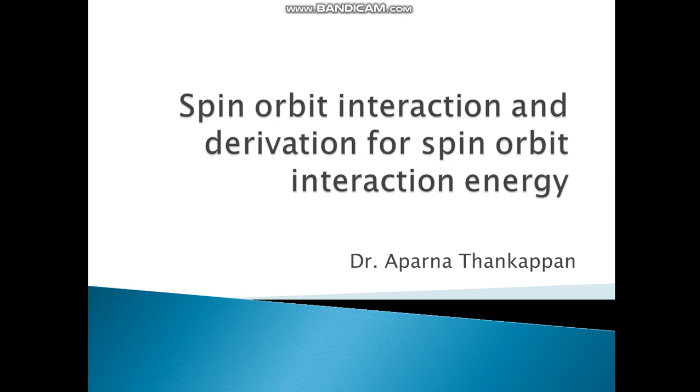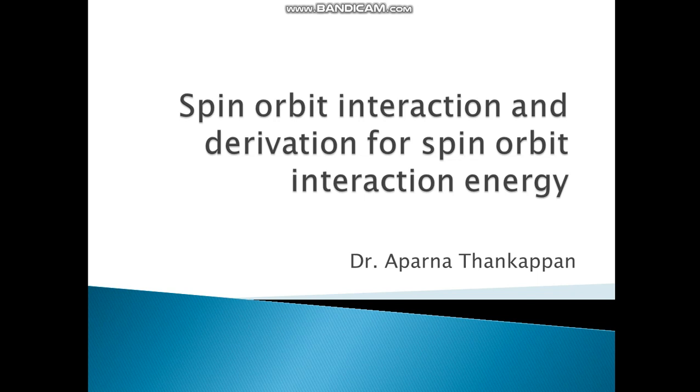Here, we are going to discuss spin-orbit interaction and its derivation for the spin-orbit interaction energy. In the last class, we studied the spectrum of the hydrogen atom. A close examination of the experimental emission spectrum showed that many of the spectral lines are not single lines but closely spaced doublets. In this section, we discuss the reason for such doublet structure.